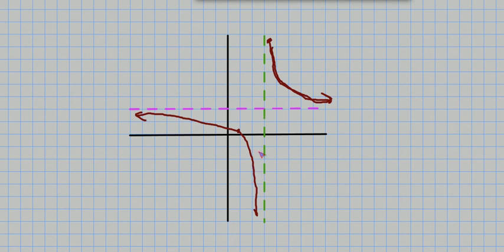Now an oblique asymptote, and this won't make sense on this graph right now, but it's just going to be an asymptote with a slant. Simple as that. Now each of those have their own rules and so on. Let's talk about that next.